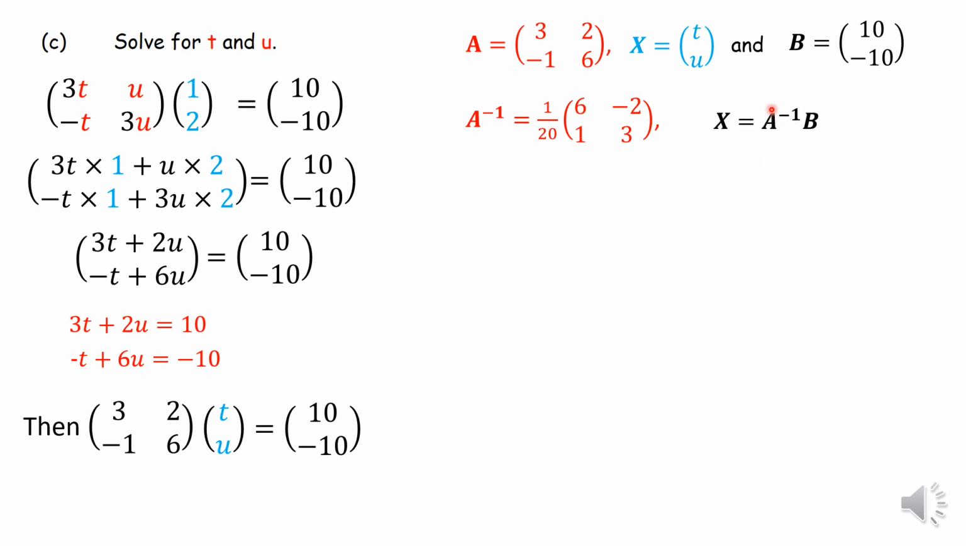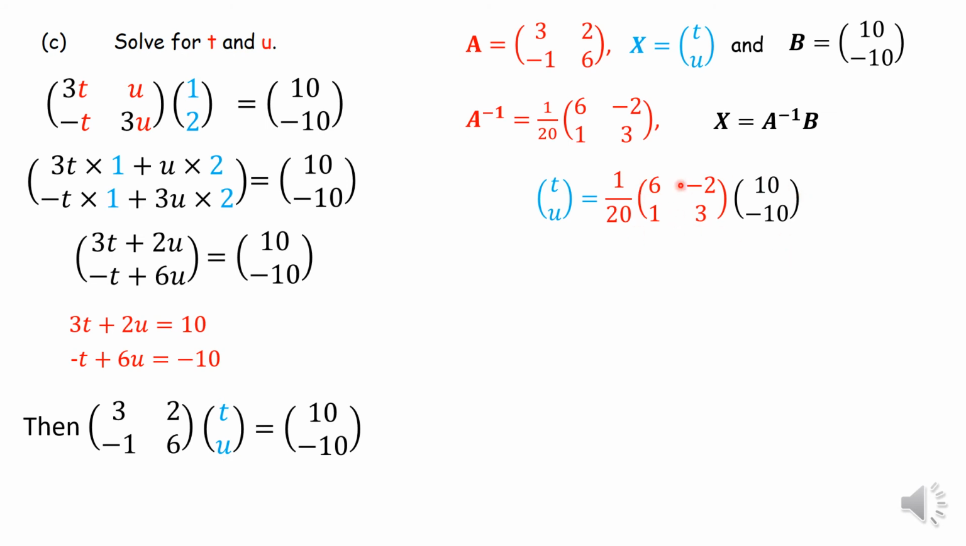And what we need to do, in order to find this, is take the inverse of A, this here, and multiply it by B, the number there. So this is essentially what we have. Remember, this inverse should be on the left side of the number.